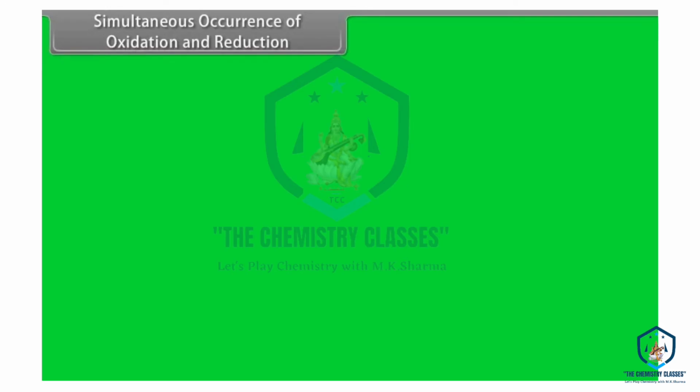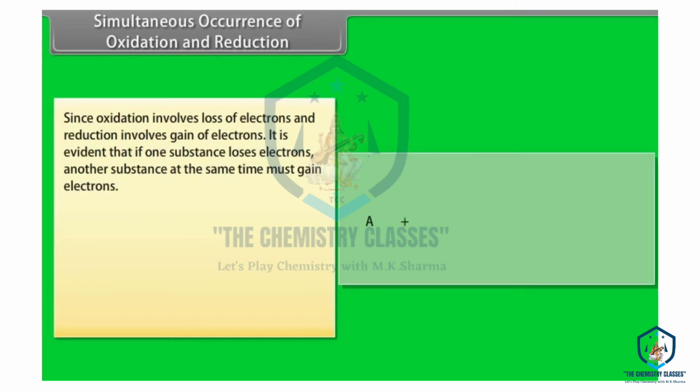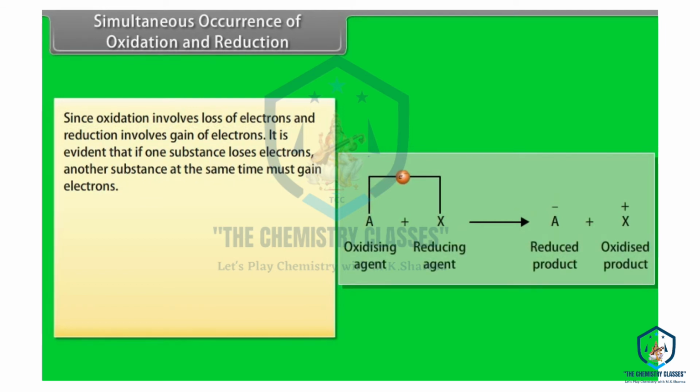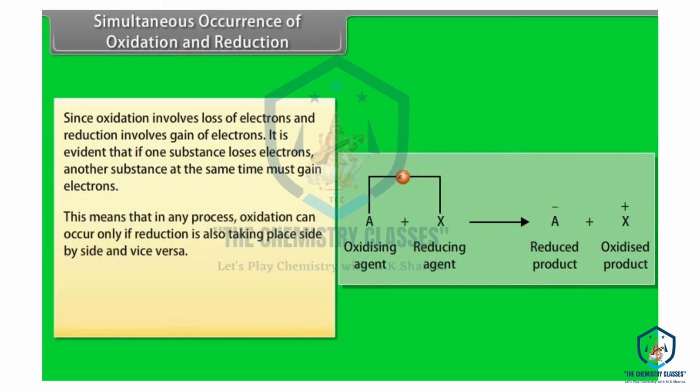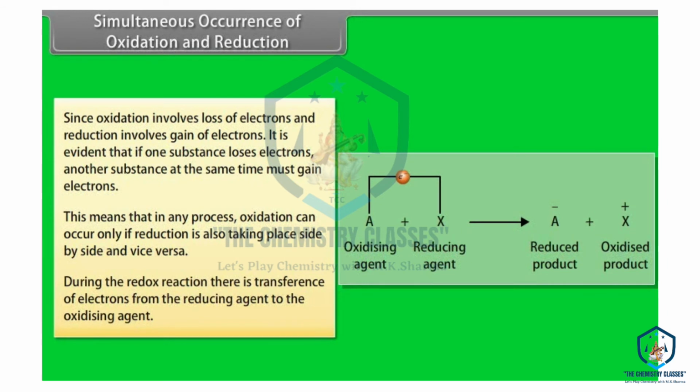Simultaneous occurrence of oxidation and reduction. Since oxidation involves loss of electrons and reduction involves gain of electrons, it is evident that if one substance loses electrons, another substance at the same time must gain electrons. This means that in any process, oxidation can occur only if reduction is also taking place side by side and vice versa. During the redox reaction, there is transference of electrons from the reducing agent to the oxidizing agent.